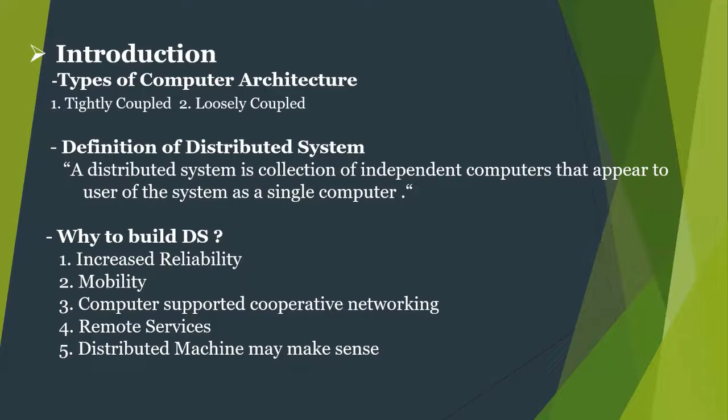So why we build this distributed system? Why we need this distributed system? There are some direct benefits in building a distributed system. So what are these benefits? First is increased reliability. Second one is mobility. Next, computer supported cooperative networking. Then fourth one is remote services. And next, a distributed machine may make sense. So we'll see one by one.